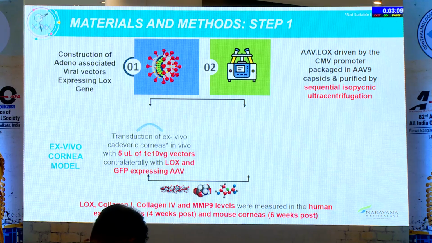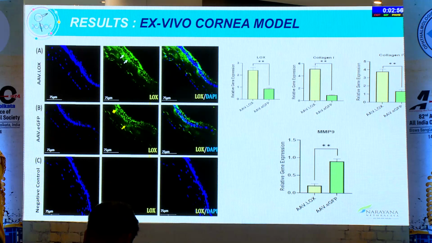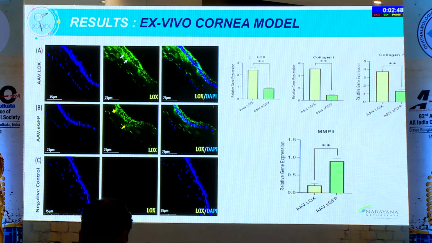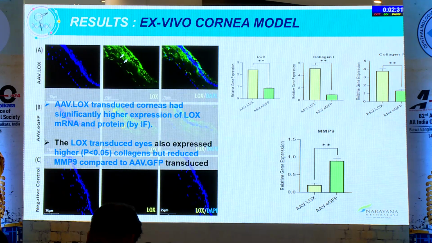The first was done in an ex vivo cornea model, where one eye was treated with GFP, which is a control agent, with AAV, and the other eye was treated with lysyl oxidase, and 5 microliters of this saline vector was injected. What we observed in the ex vivo cornea model study is that on injecting lysyl oxidase vectors, the lysyl oxidase levels increased. Not only that, it started increasing the levels of collagen 1 and 4, and it also reduced the inflammation. So there was a positive impact of lysyl oxidase, in that it increased the collagen levels, which could be a reason how it will stabilize the disease.